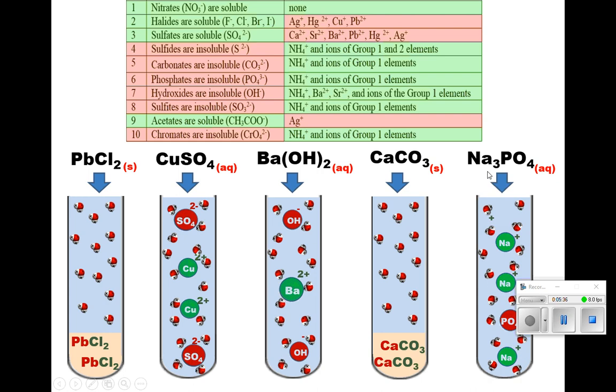And finally, we've got sodium phosphate. Forgot to check these. Phosphates are all insoluble except for ammonium and group 1. So sodium is group 1. So group 1 phosphates are soluble. So that's it. We're going to be using these solubility rules later to determine if double displacement reactions actually occur.